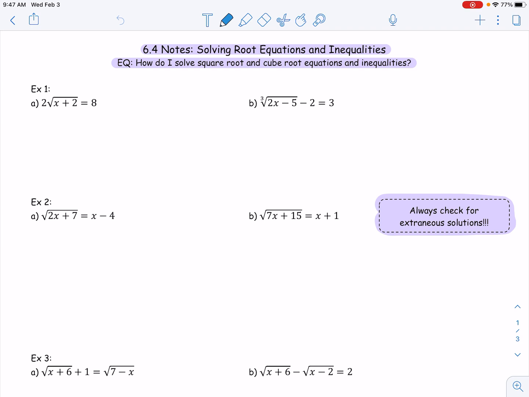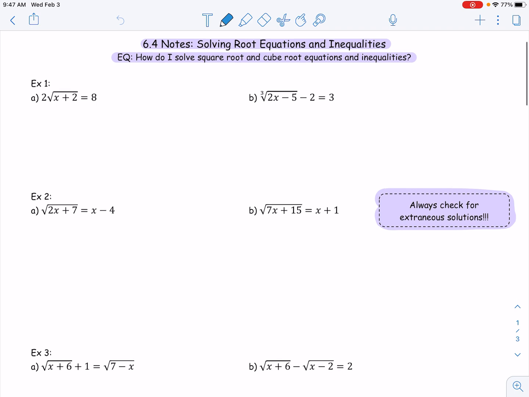We're in Unit 6 with our fourth lesson, and we're going to be solving these root equations. It might be square root, it might be cubic root, whatever, but we're going to be solving these equations, and we're also going to throw in some inequalities that we need to solve. So how do we solve those square root and cubic root equations and inequalities?